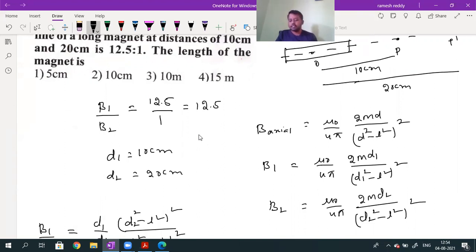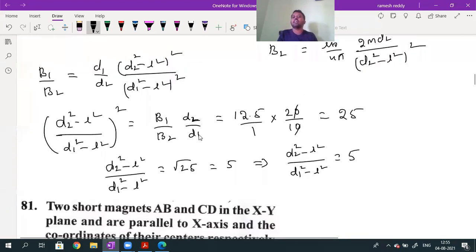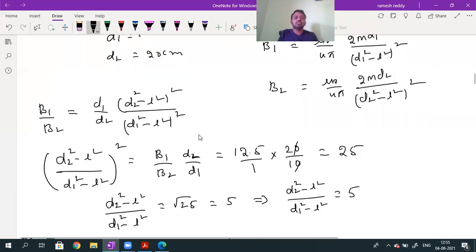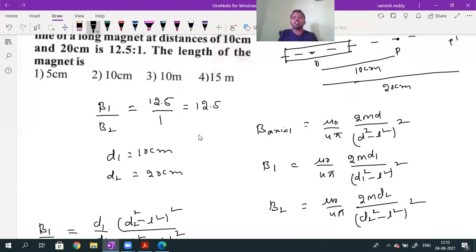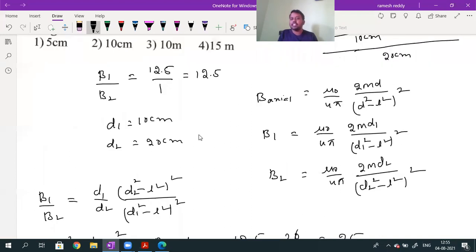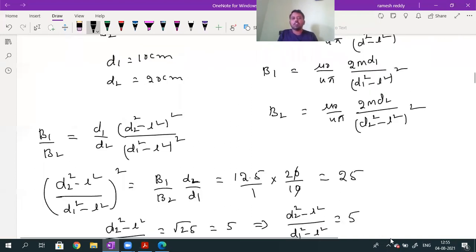Length value will be equal to how much? Okay, Nara? So what is the length value I want to calculate? Here you need to cross multiply this, and after cross multiplication, simplify it. After simplification, you will get the length value. I think approximately you will get around 10 centimeters. I have not seen the options.